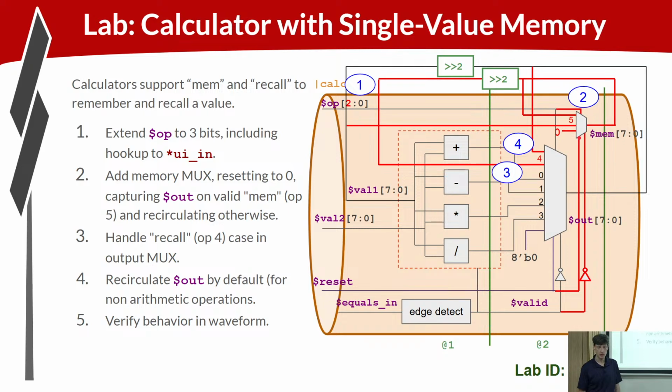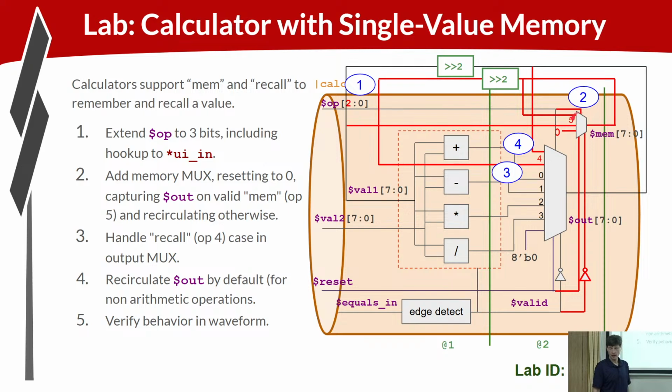So we're supporting two operations in this memory, the memory operation and the recall operation. We're going to encode mem as 5. Recall is going to be encoded as 4. So first we need an additional operation bit. We're supporting more than 4 operations now, so we add a third bit to op. That's the first step. And that needs to be hooked up to the UIN bit that we were not using before.